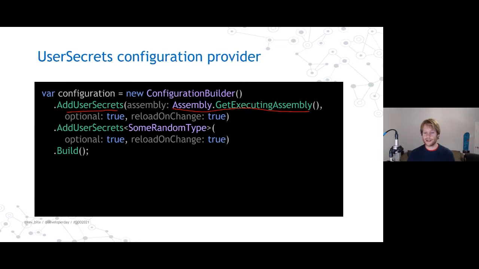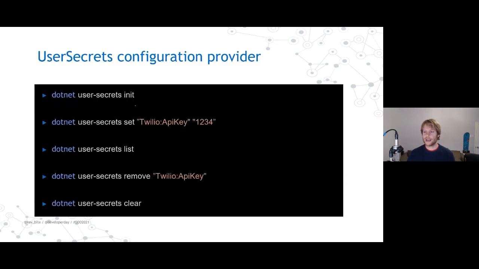And you also have an optional and also a reload on change as well, exactly the same as the previous one. So you can either pass in the assembly or you can pass a type which is in the assembly to load it. And if you want to add configuration to your application for user secrets, which is just going to be locally, you can do a .NET user secret set, Twilio API key, and then the value. And the same thing for listing, removing, and clearing.